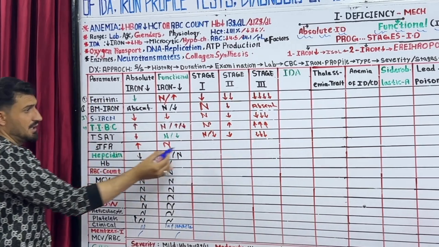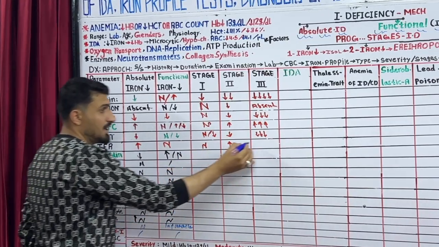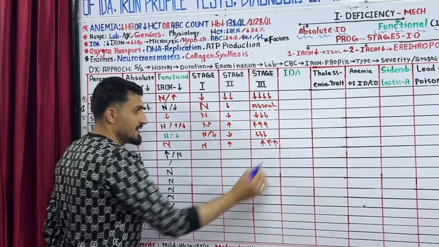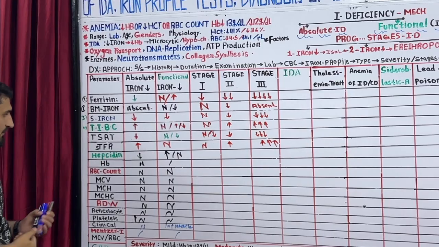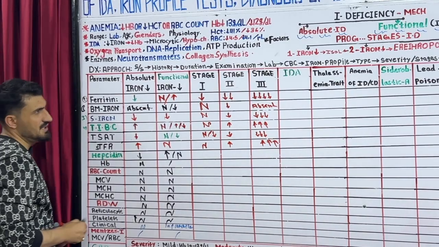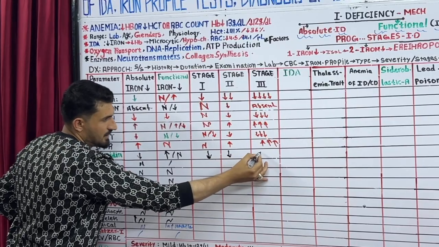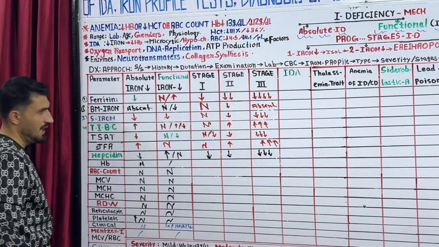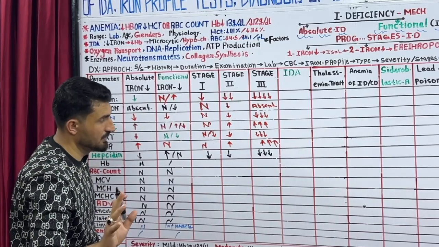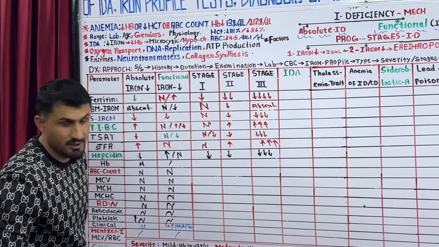About sTfR, here it's around normal, here it will be a bit high, and here we have a lot of soluble transferrin receptors inside the blood. Here about hepcidin, it's less, here it goes further down, it will be less further in these stages, if there is no inflammation.